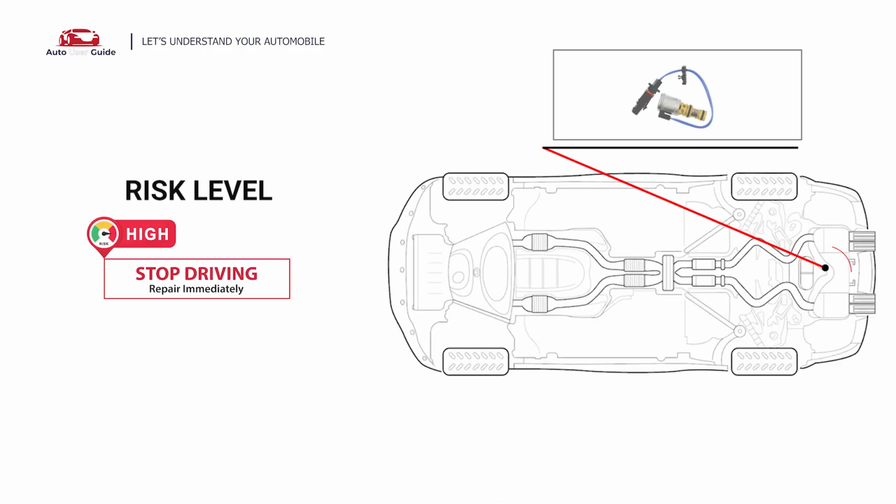This engine code indicates that the vehicle's computer has detected a low oil pressure condition due to a fault in the circuit that controls oil pressure, specifically the oil pressure switching valve assembly circuit. Under this circumstance, stop driving and repair your vehicle immediately.